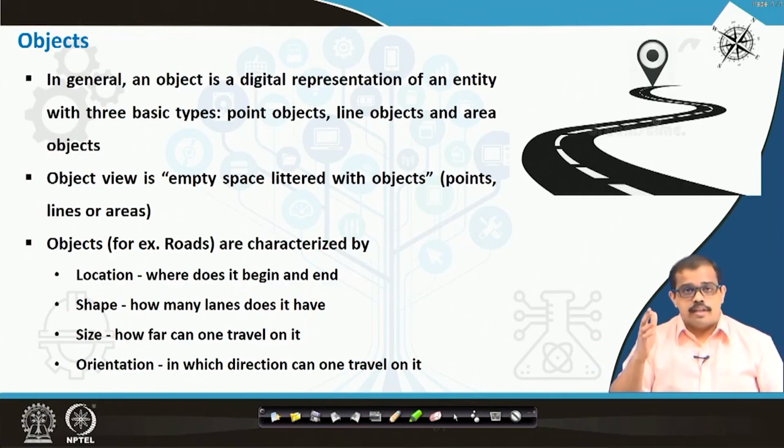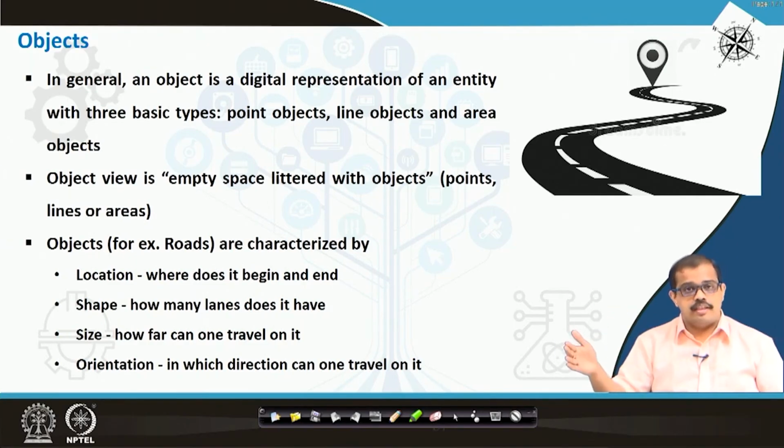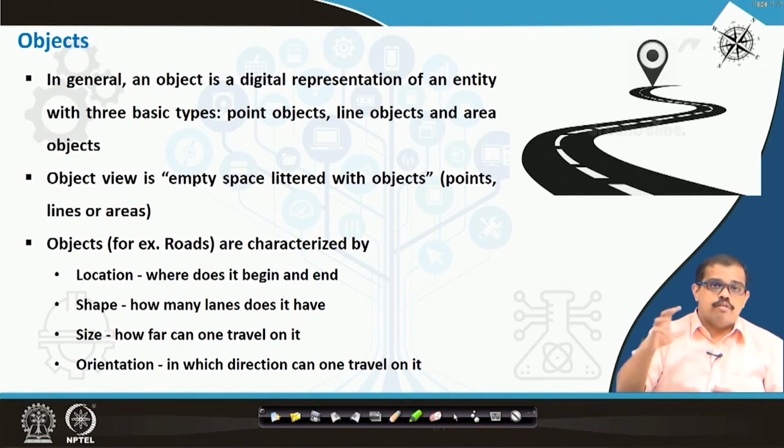Now objects, for example, if we consider roads, are characterized by location, where does it begin and where does it end, because a road is characterized by a line segment. A line segment is made up of 2 points. So you need to have a starting point and an ending point. Then shape: how many lanes does it have? Is it a 2-lane road, 3-lane road, 4-lane road, or a 6-lane road? Then size: how far one can travel on it, so the number of line segments that connect, how far it travels.